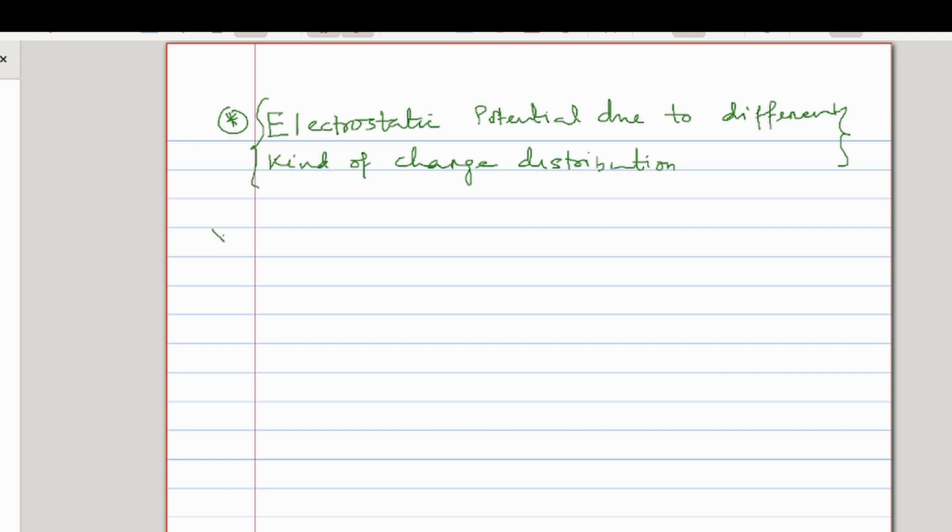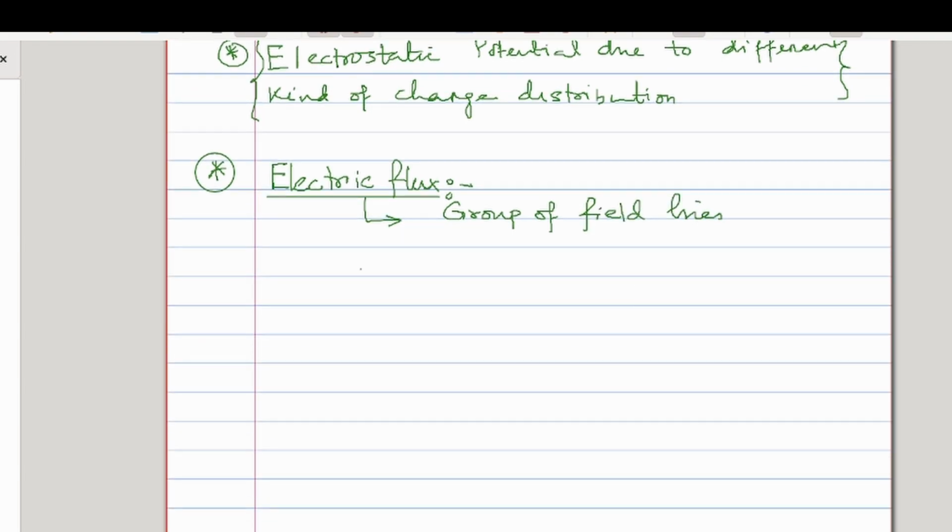So next, in electrostatics 2, we have to learn about electric flux. What is electric flux? This is the group of field lines. Numerically, it is defined as V dot ds.